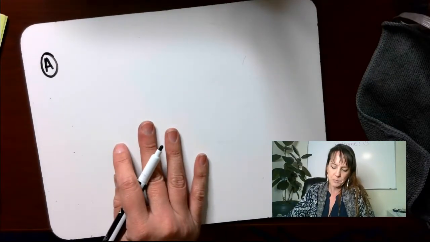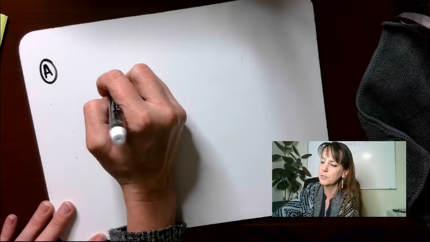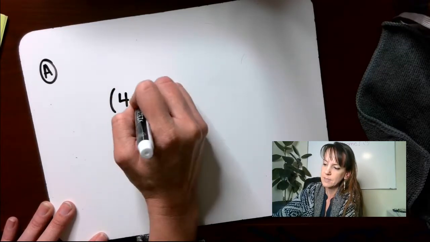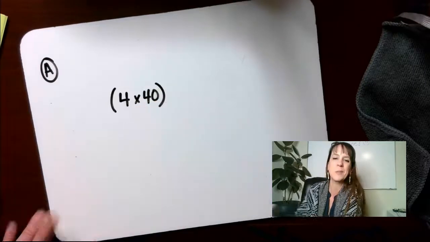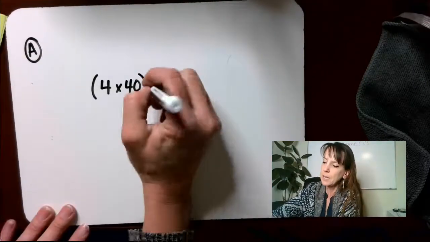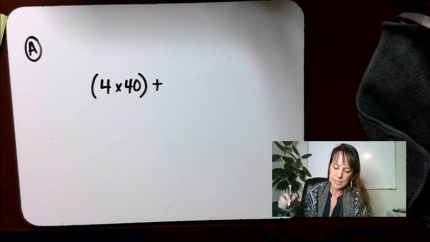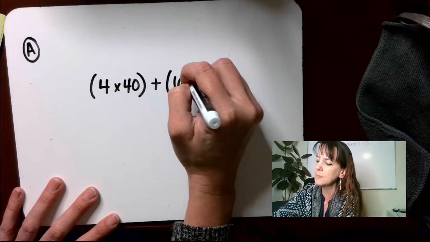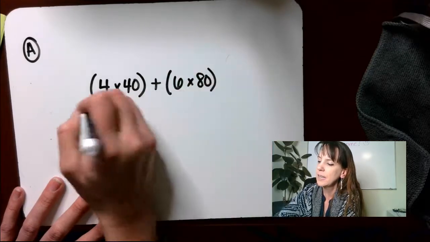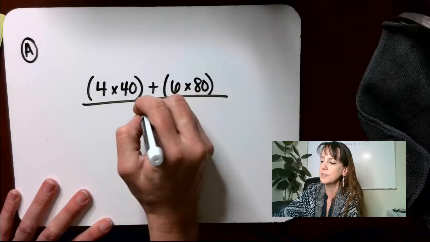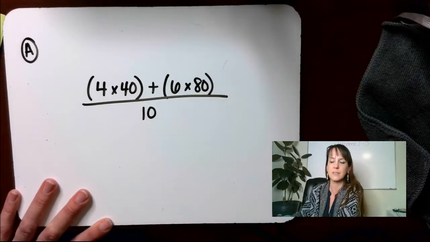The average price of the first 4 items was $40. So I have the first 4 items times $40. That means we had 4 items and they were about $40 each. That's why we're multiplying. Plus, the average price of the next 6 items was $80. So 6 times $80. Divided by the number of numbers. Well, there's 4 and 6, which is 10.